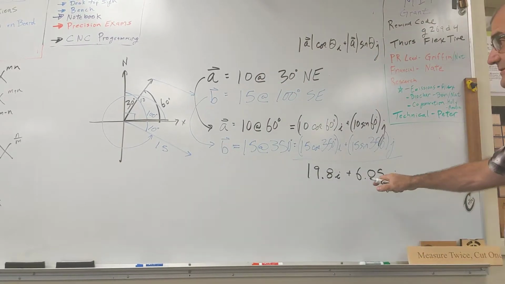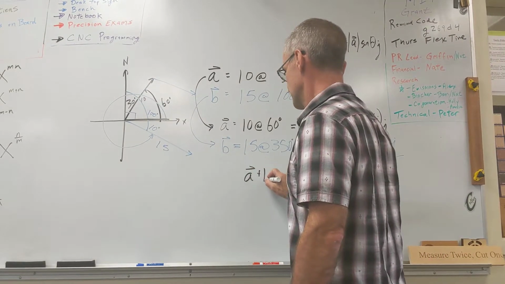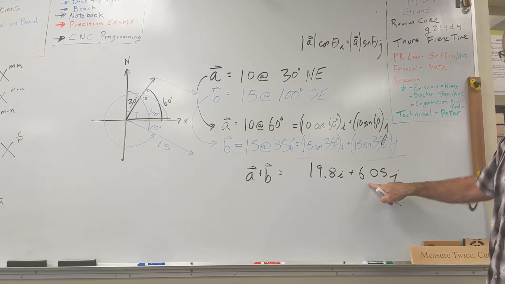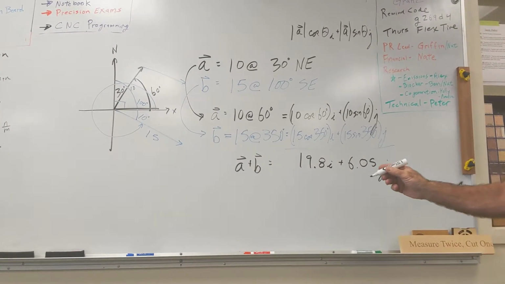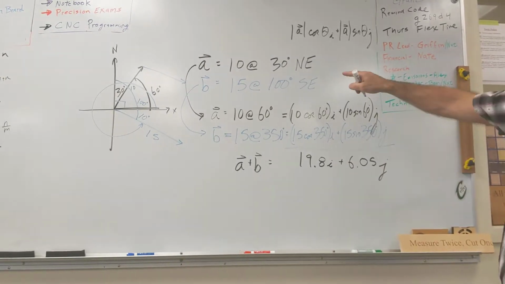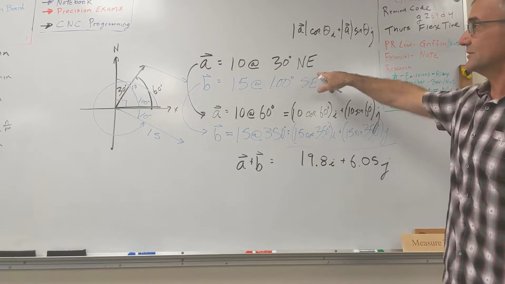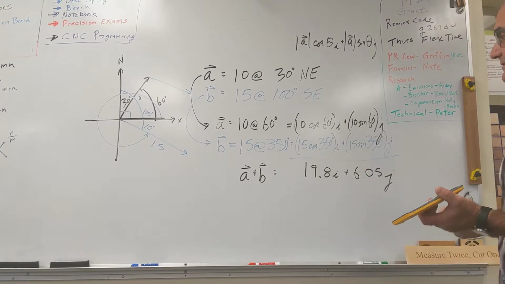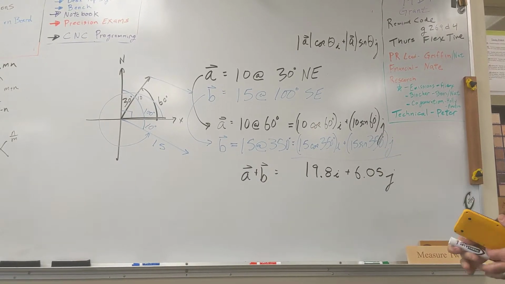So that's my answer in component form. A plus B is equal to 19 in the horizontal and 6 in the vertical, and that's just your answer. If I want to convert it back into a magnitude and direction off of x, I can do that, or convert it into magnitude and direction off of the north. And it's just all right triangle trig, that's why it works.